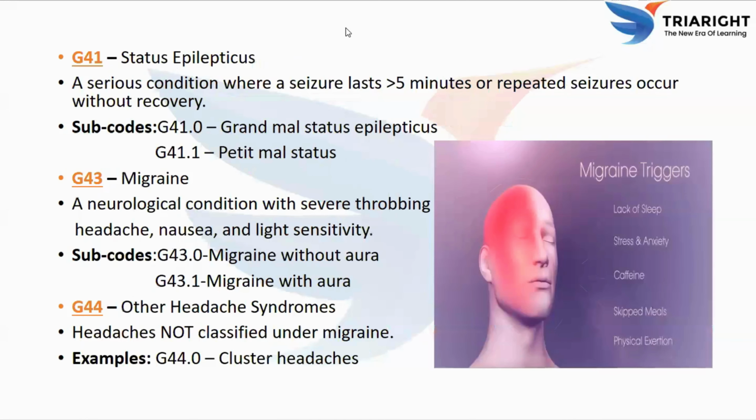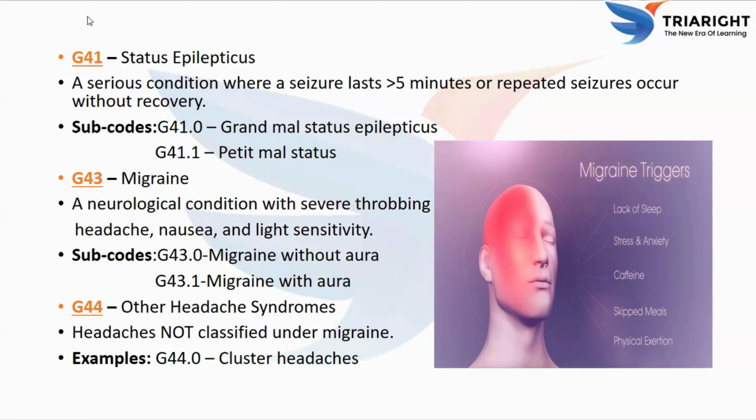So next, G41. Status epilepticus. So what do you mean by status epilepticus? It's a medical emergency where a seizure lasts more than 5 minutes, or a person has multiple seizures back to back without waking up or recovery in between. This condition is more dangerous because the brain does not get enough oxygen during the long seizures, right?